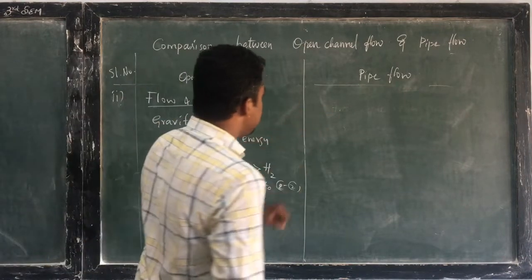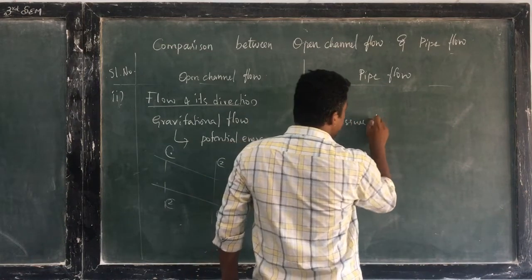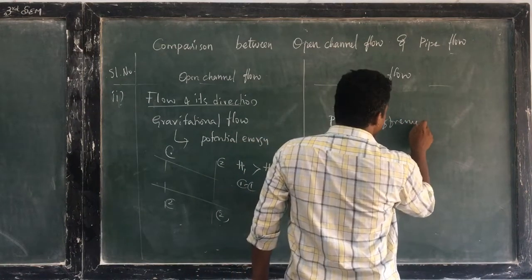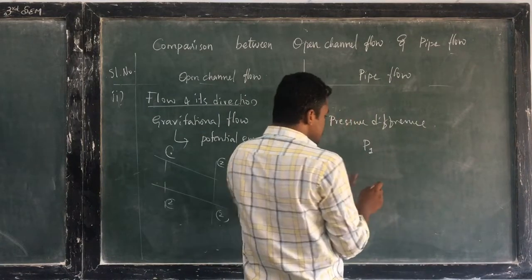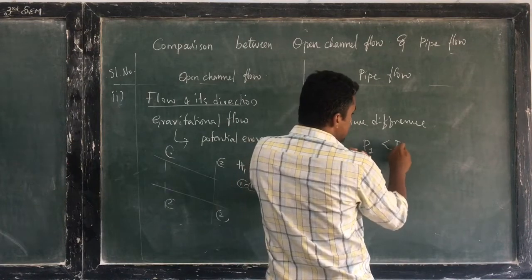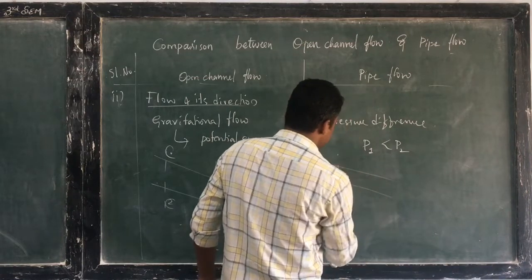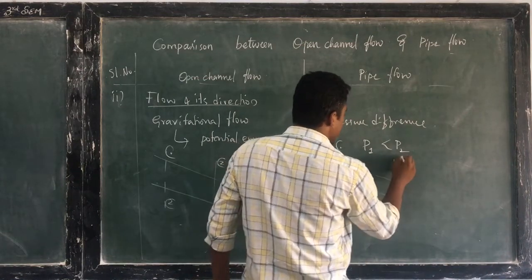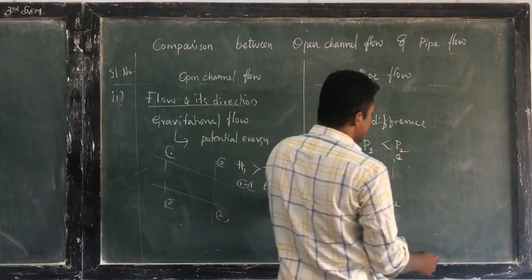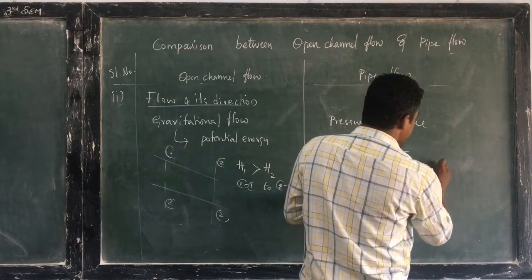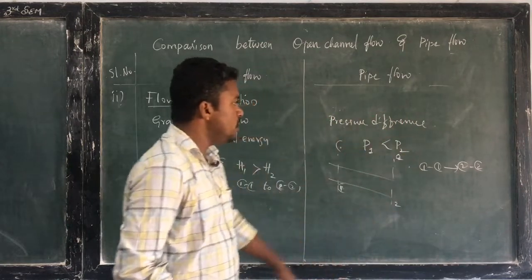If you take pipe flow, the flow occurs because of pressure difference. Here, if the pressure P1 is less than P2, then taking the same sections 1-1 and 2-2, flow will occur from 1-1 to 2-2. Of course, it depends upon the total head.